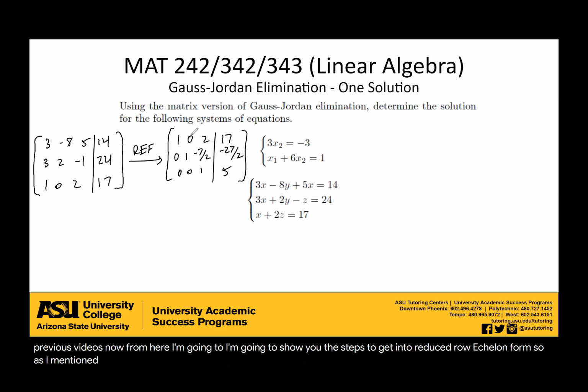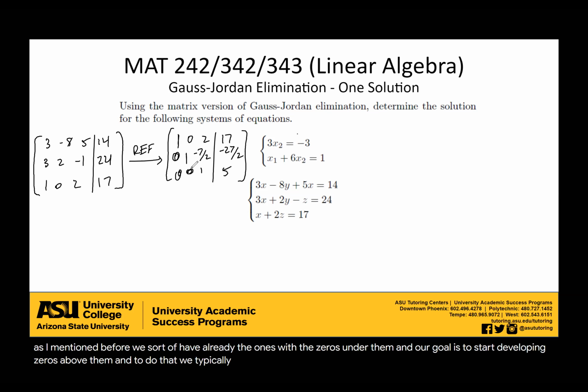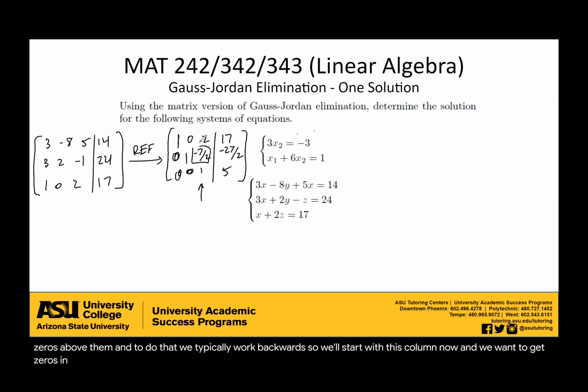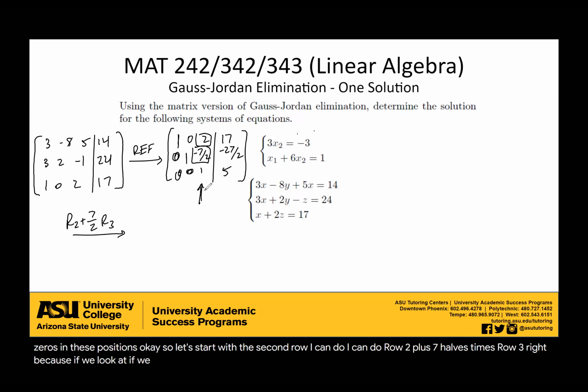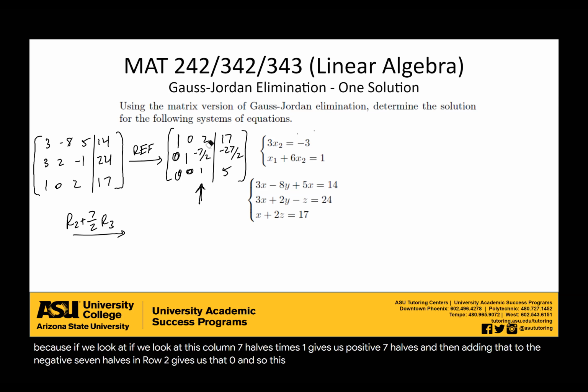So as I mentioned before, we sort of have already the ones with the zeros under them, and now our goal is to start developing zeros above them. And to do that, we typically work backwards. So we'll start with this column now, and we want to get zeros in these positions. Okay, so let's start with the second row. I can do row 2 plus 7 halves times row 3. Right? Because if we look at this column, 7 halves times 1 gives us positive 7 halves, and then adding that to the negative 7 halves in row 2 gives us that 0. Okay, so this is the operation we're going to use.